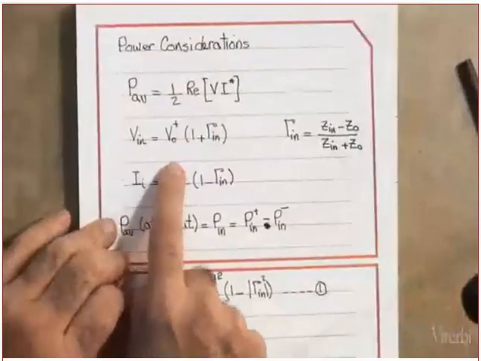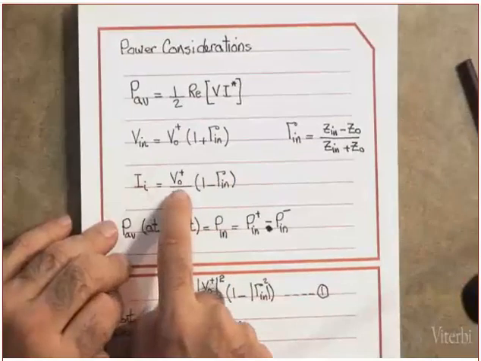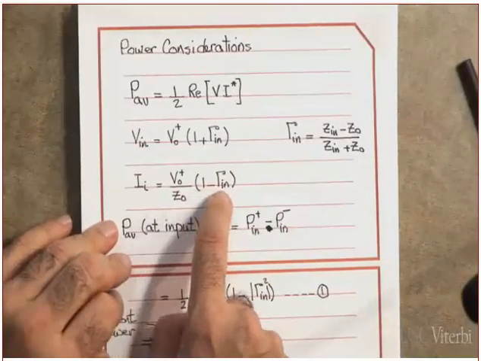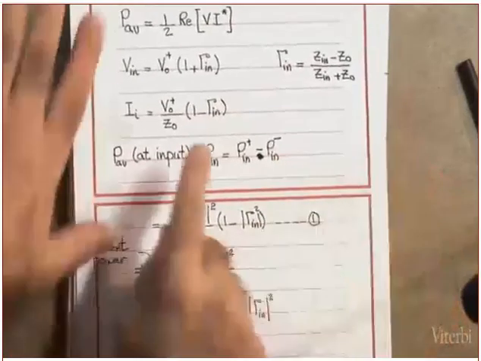so Vn equal to V0 plus times 1 plus gamma n. In equal to what? V0 plus divided by what? Z0, times 1 minus gamma n. Did you get my point or not? Yes or no? Okay, good.